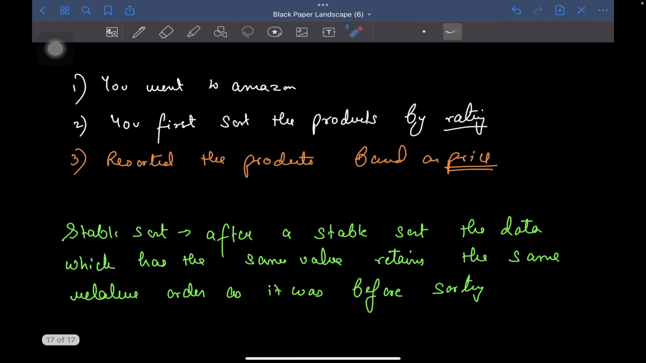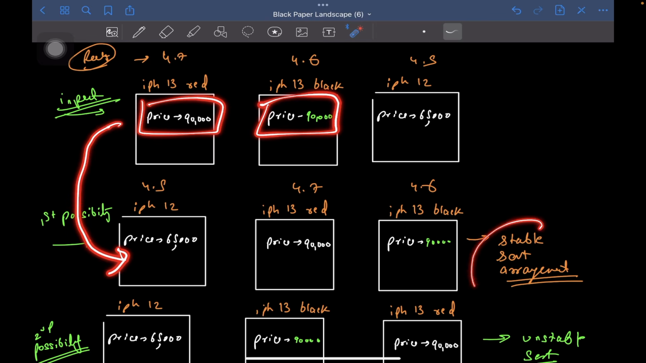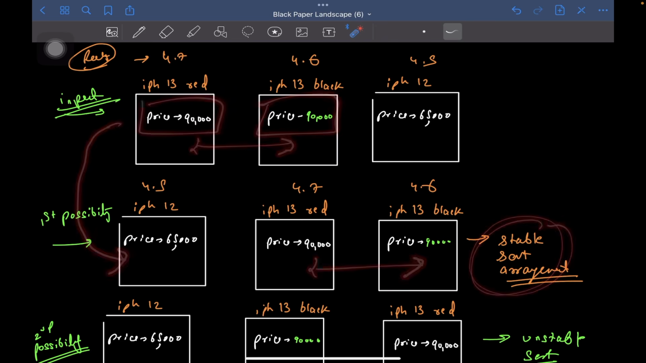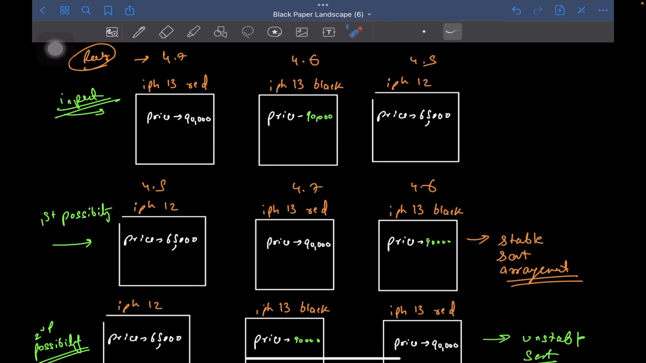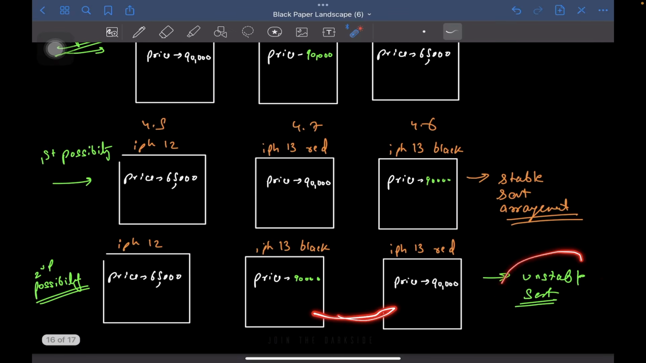Again, let me repeat. The property of stability says that if there are two data items which are having the same value before sorting, after sorting, if it is a stable sort, they will maintain the same relative order that they were having before sorting. For example, product red was before product black. Then if it is a stable sort, after the sort, product red will still remain before product black. If this ordering gets shuffled, then it is an unstable sorting algorithm.